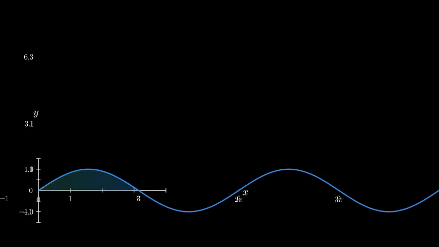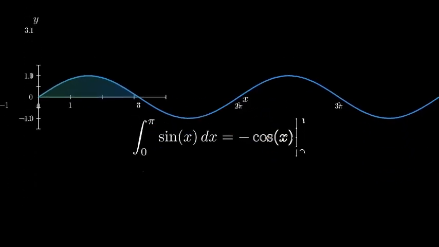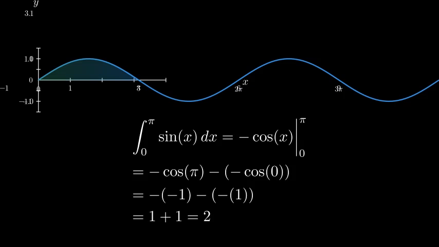Here we have the graph of sine x. The integral of sine x from 0 to pi represents the area under this curve from x equals 0 to x equals pi. Using our formula, we get negative cosine of pi minus negative cosine of 0, which equals negative of negative 1 minus negative of 1, equals negative of negative 1 plus 1, equals 2. We can see that this matches the area under the sine curve from 0 to pi.